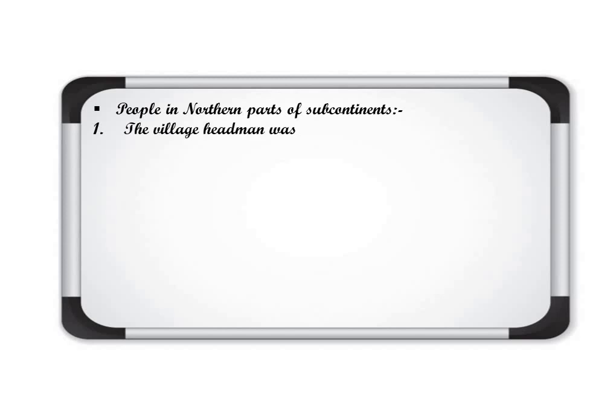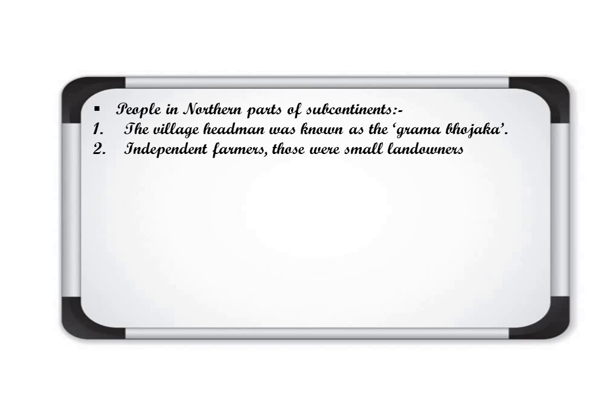Now the people in the northern part of India, the northern parts of the subcontinent. The village headman was known as the Gram Bhojaka. Village head means the person who owned a very large land mass, we can say. The person who was head of the village was known as Gram Bhojaka. The very powerful person of the village was known as Gram Bhojaka, who had different powers that we'll discuss.